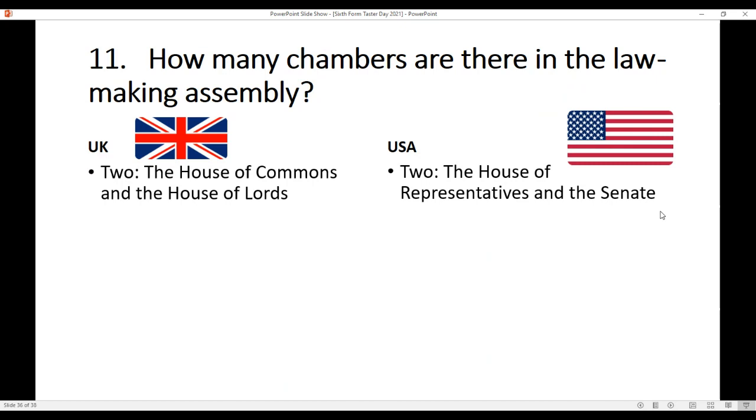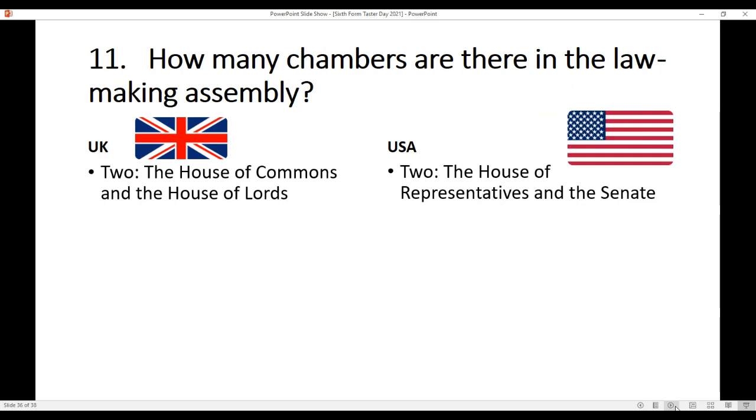One of the major differences you might have spotted is the House of Lords is not elected. The House of Commons is elected. The House of Lords is actually appointed. You can't get rid of them by voting them out, the House of Lords. Whereas in America, both chambers are elected in different ways. But nevertheless, it is possible for people to vote out members of both chambers of Congress in America.